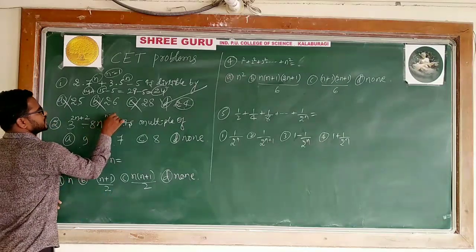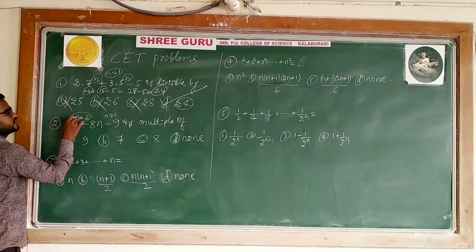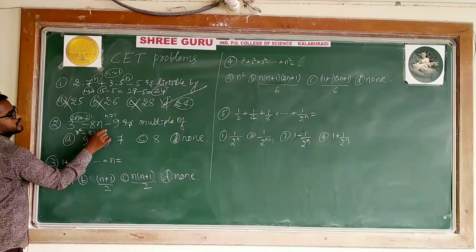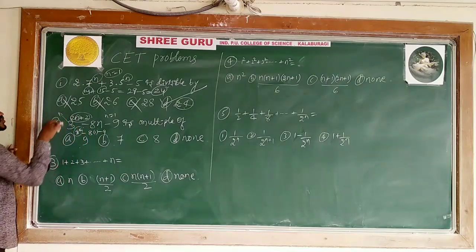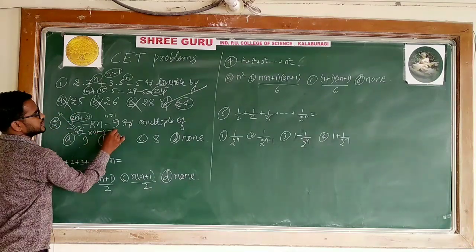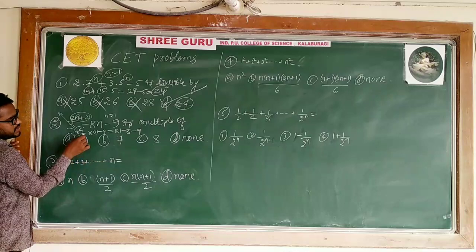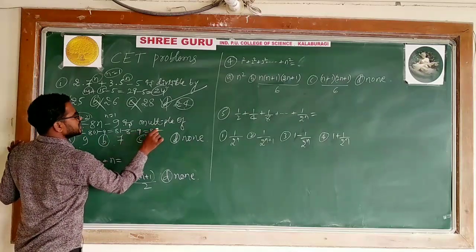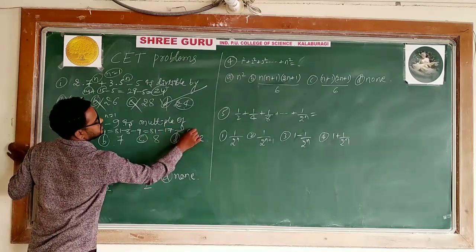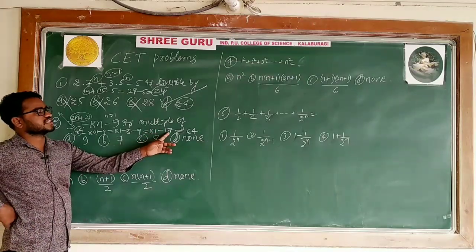N is equal to 1. N is equal to 1 means what happened? 2 into 1 is 2. 2 plus 2 is 4. So 3 to the power 4 minus 8, 8n with n as 1, minus 9. 3 to the power 4 is how much? 3 into 3 is 9, 9 into 3 is 27, 27 into 3 is 81. So 81 minus 8 minus 9. That is minus 17. So 81 minus 17 is how much? 64 you will get.